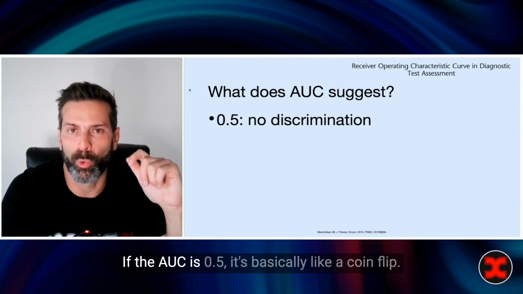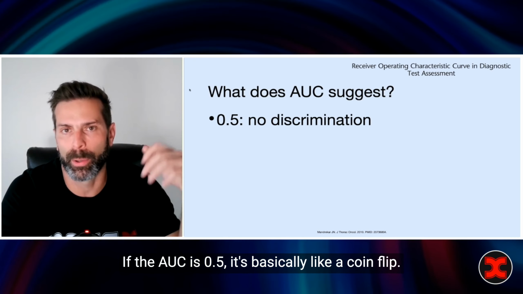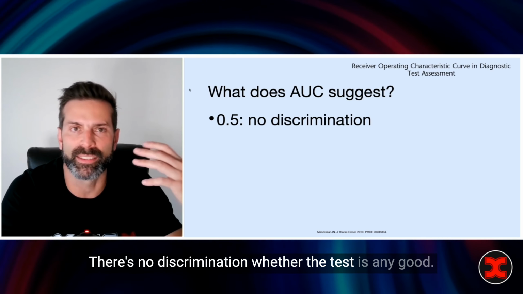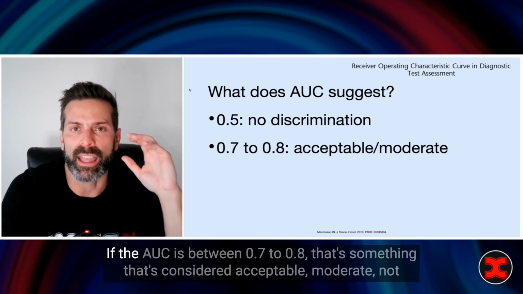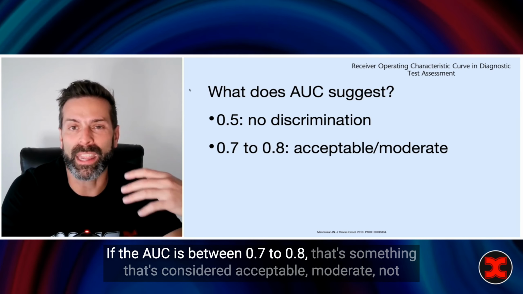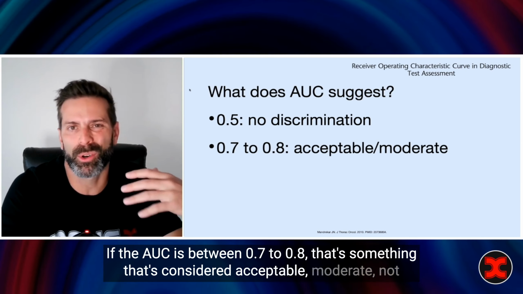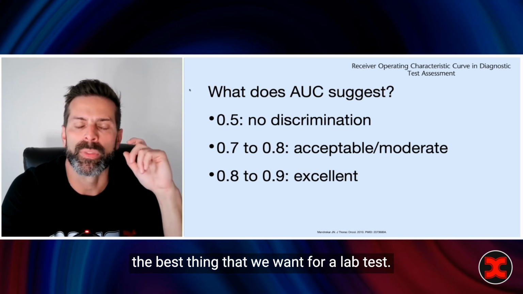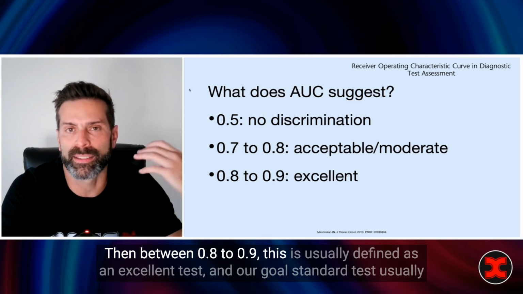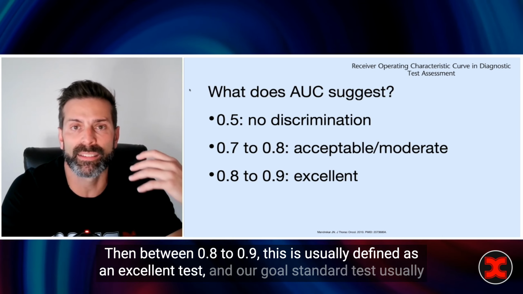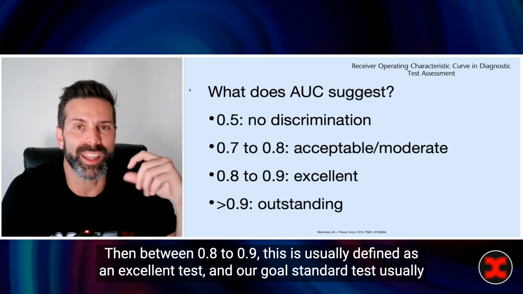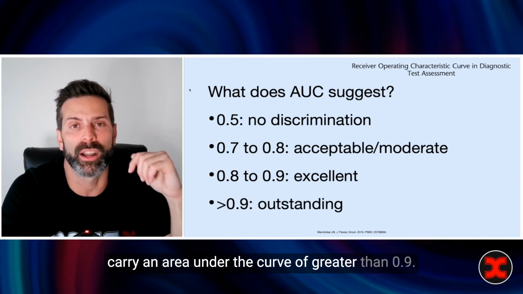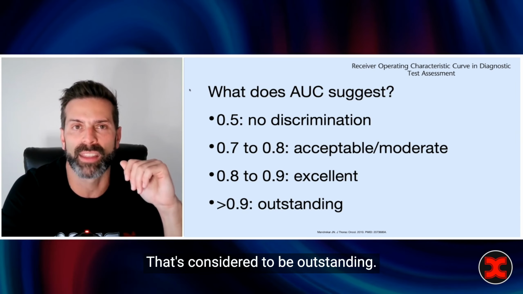If the AUC is 0.5, it's basically like a coin flip. There's no discrimination whether the test is any good. If the AUC is between 0.7 and 0.8, that's considered acceptable, moderate, not the best thing that we want for a lab test. Then between 0.8 and 0.9, this is usually defined as an excellent test, and our gold standard tests usually carry an area under the curve of greater than 0.9. That's considered to be outstanding.